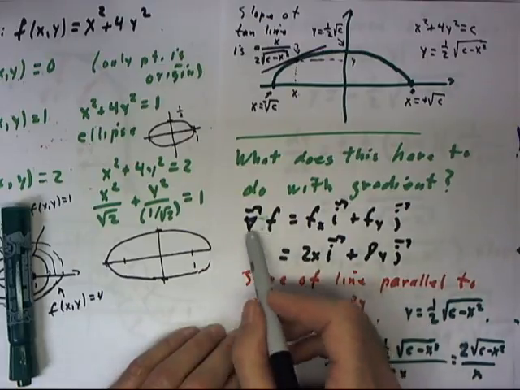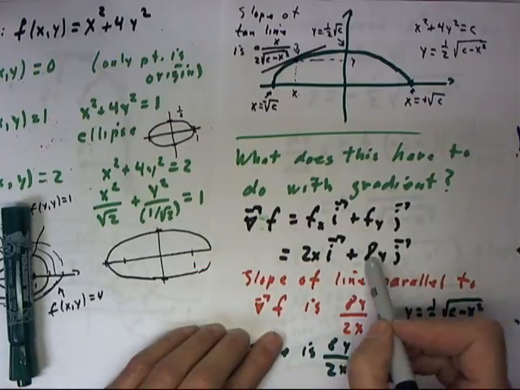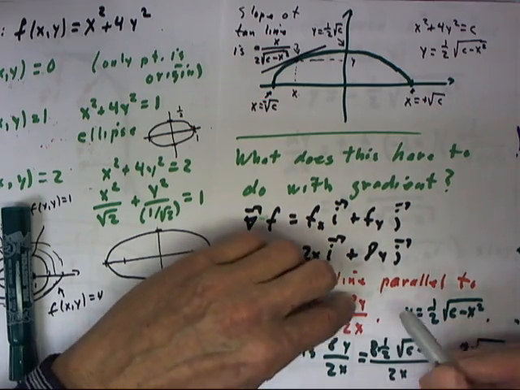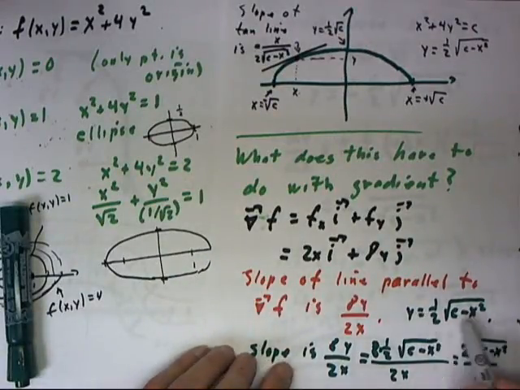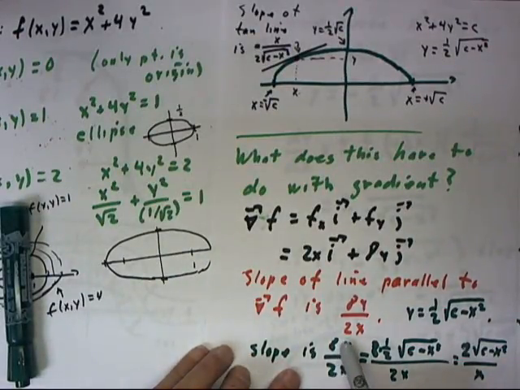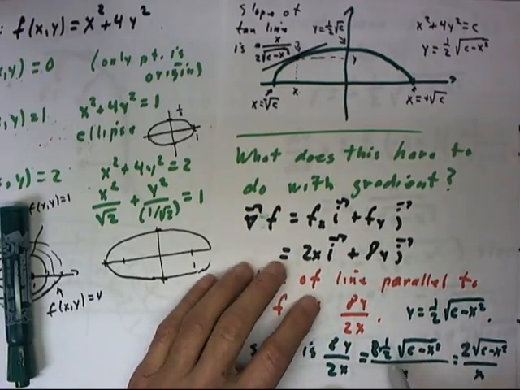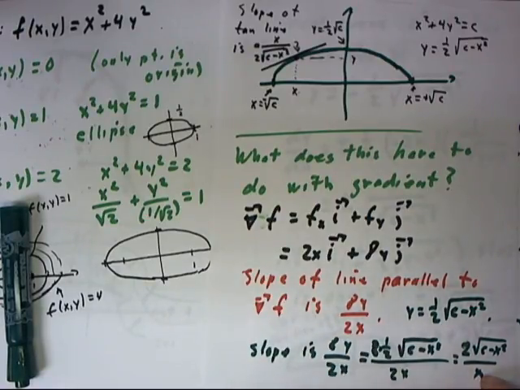Now, the slope of a line parallel to the gradient vector is rise divided by run, j component divided by i component. That's 8y over 2x. As we say, y for this specific curve is 1/2 square root of c minus x squared, so that our expression 8y over 2x becomes 8 times the 1/2 square root of c minus x squared divided by 2x, and that simplifies. 8 times 1/2 is 4, 4 divided by 2 is 2, and we get this expression for the slope.